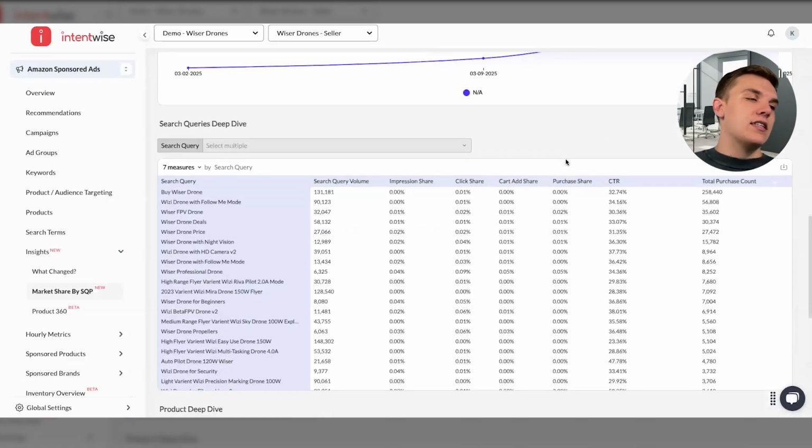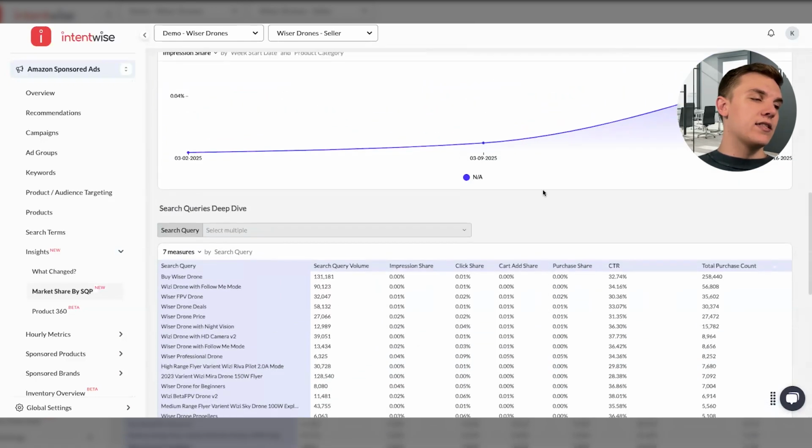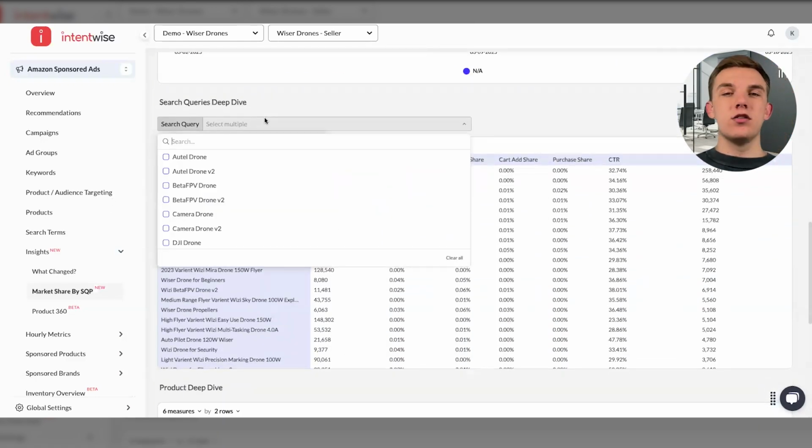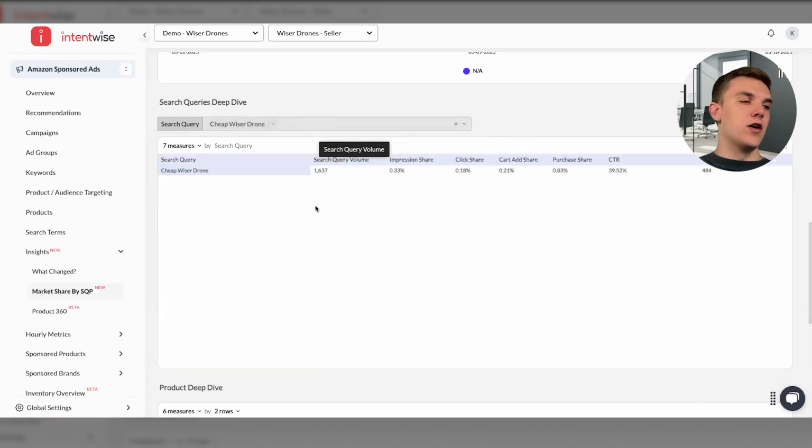Also, we can break further down to see things like how are things on a search query level, how are things on a product level, right? So I could see, okay, what if I wanted to see a specific search term, maybe I'm working with a brand, Wiser Drones. I want to see how does the term cheap Wiser drone do for me? Okay, so it's got a search query volume of 1600. My impression share is 0.33%. My click share is 0.18%, right? I can see that breaking down. So in this example, I'm not getting a good click-through rate, but I'm getting a good purchase rate, right? So my conversion is strong for this term. People are associating with this term, but I need to work on my main image, maybe, right, to increase that click-through rate.